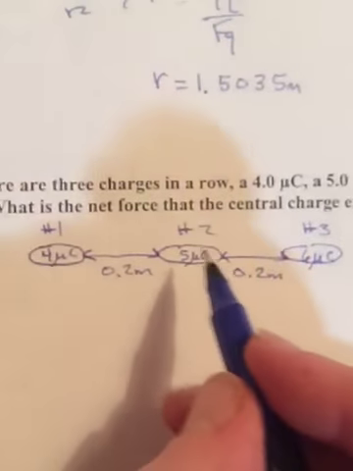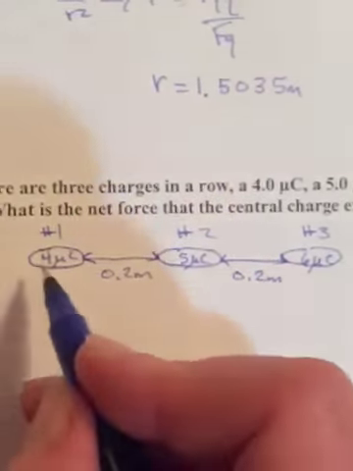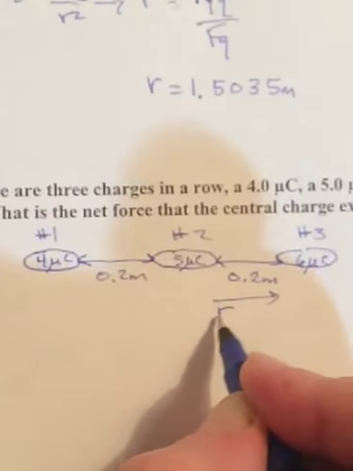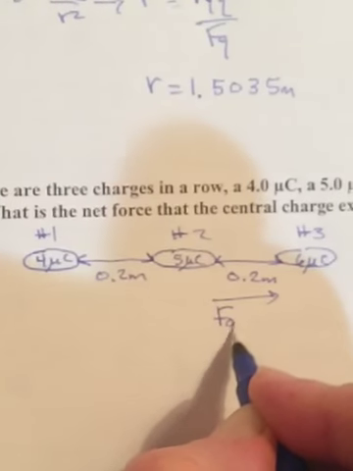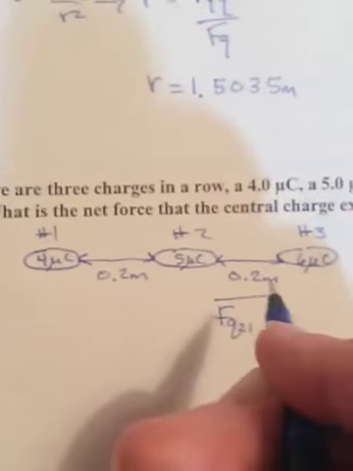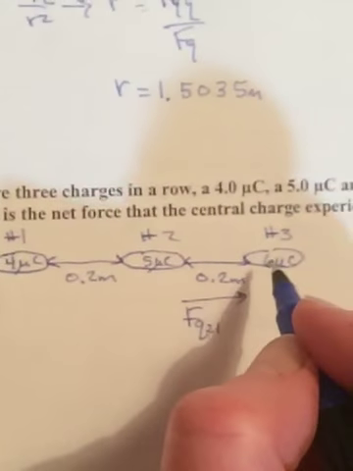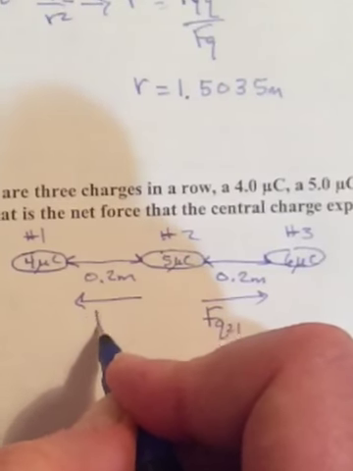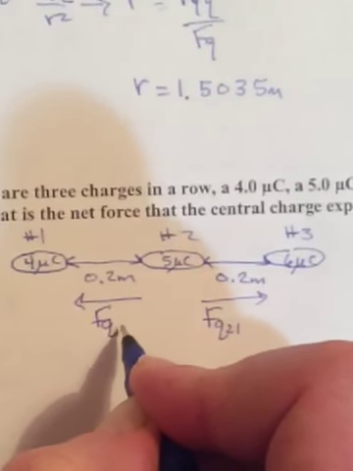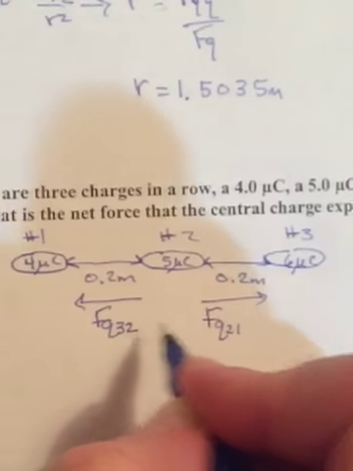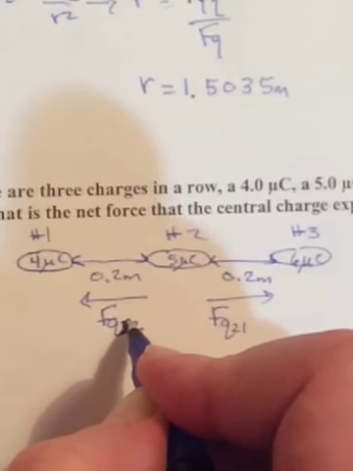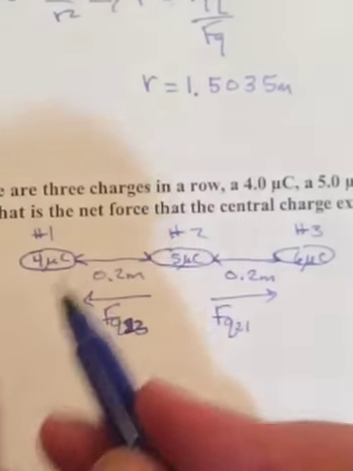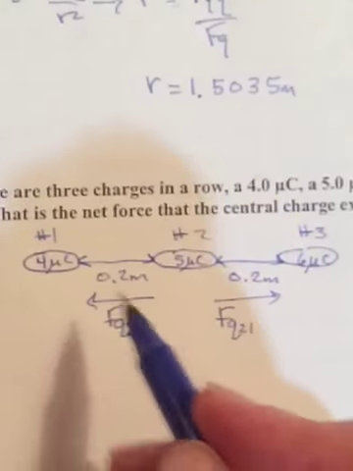And so it wants to know the net force on number 2. Well, number 1 is going to be pushing number 2 away, right? There's going to be an FQ on number 2 from number 1 that's going to go that way because it doesn't like it. They're both positive. But number 3 is also going to be pushing number 2 away. So the force from number 3, FQ 3 2, or maybe I should have been consistent, 2 3, would be in the opposite direction. So the first step is to find what these two forces are.